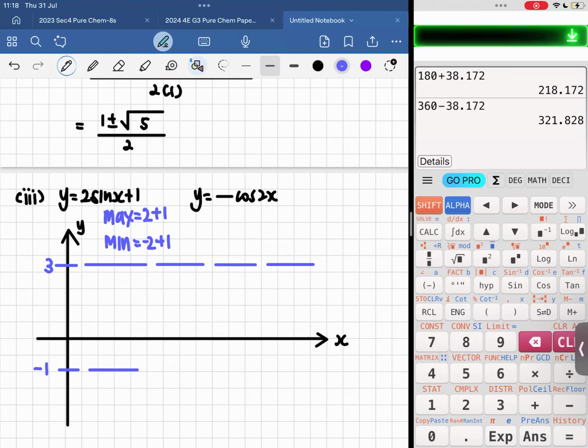Okay, so we draw our dotted lines from here. What's the middle of this one? The middle is actually 1. Why do I want to draw this? So I know where to start.